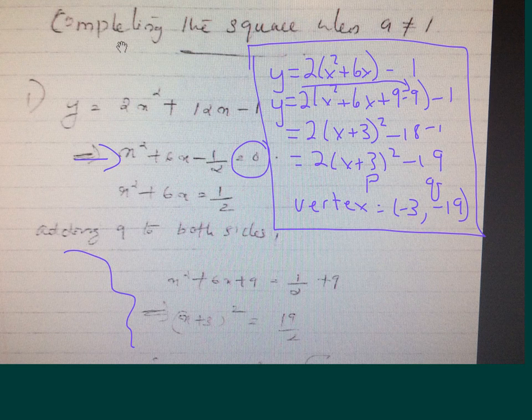That's the only way for the square to be properly completed and for you to read the coordinates of the vertex from the equation. And it's really super important that you try that out and get used to doing it in that way. Okay? All right.